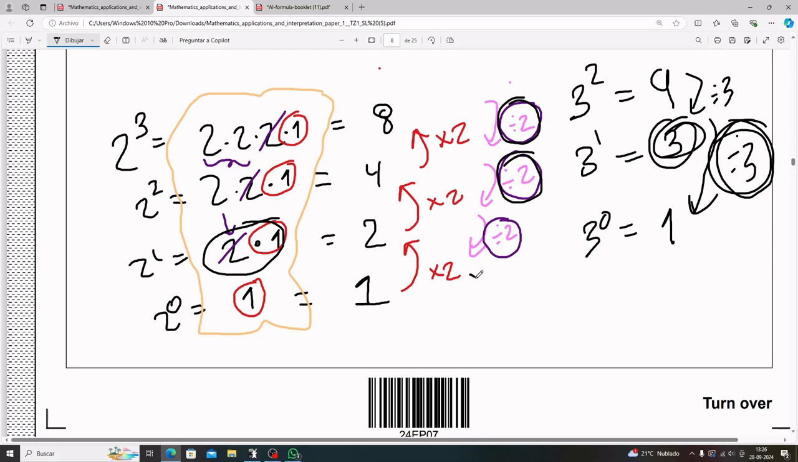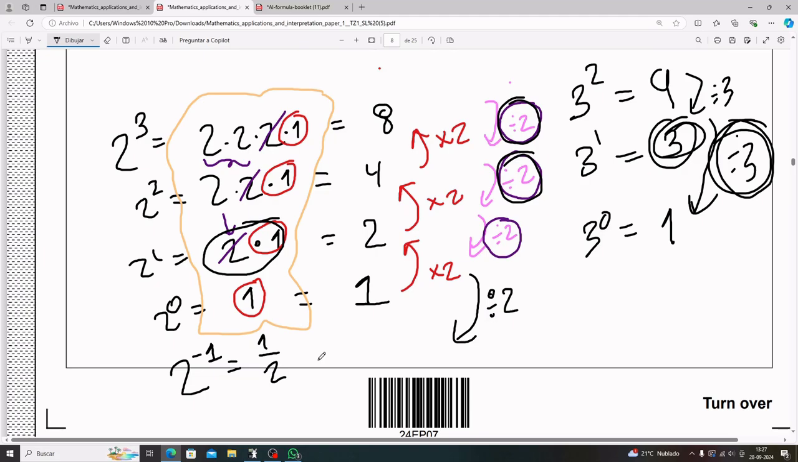If we do it one more time, so if you divide by 2 here, you should end up with 2 to the power of negative 1. And so notice, if each of these times I was dividing by 2, dividing by 2, dividing by 2, well, what is 1 divided by 2?